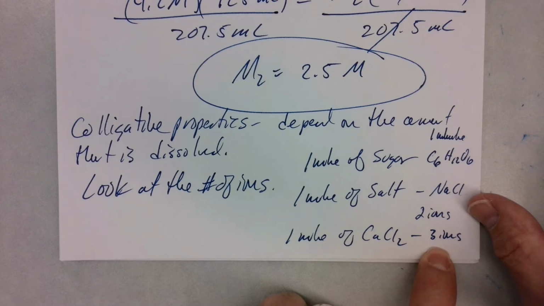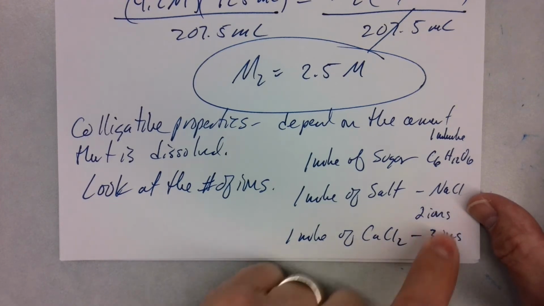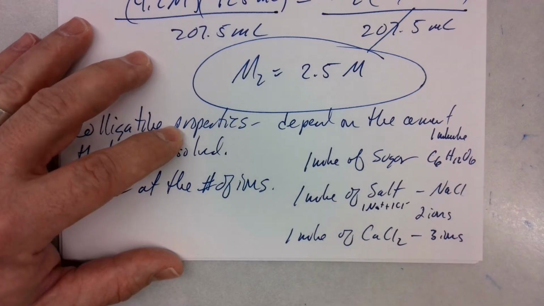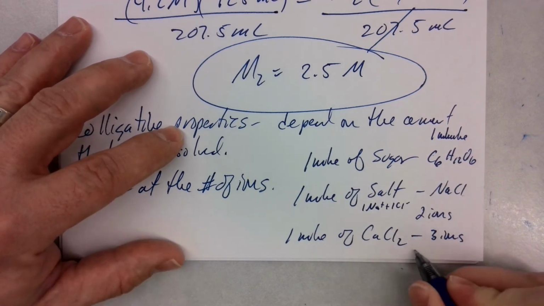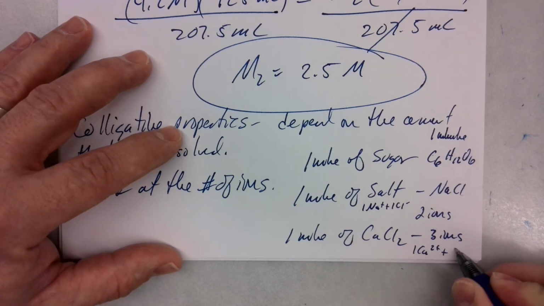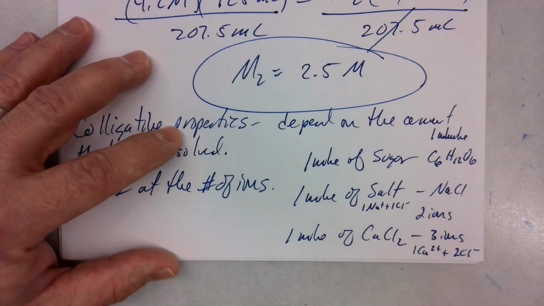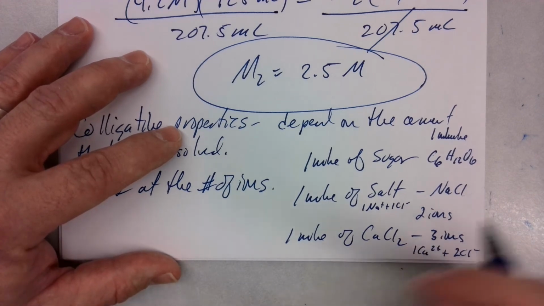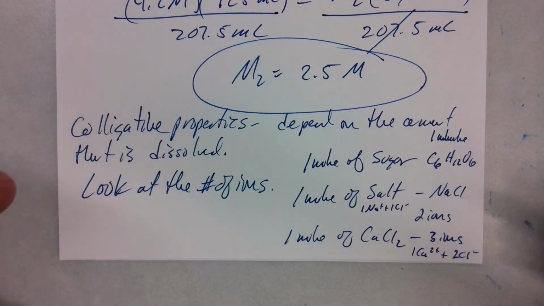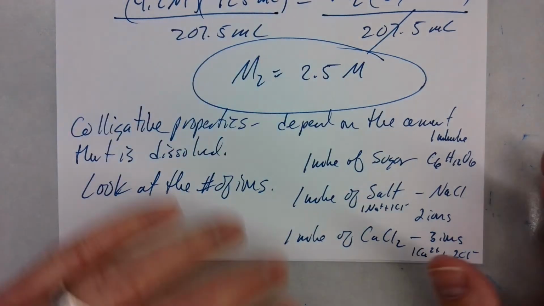How are you finding the ions again? I simply break this up. NaCl gives me 1 Na positive plus 1 Cl negative. CaCl2 is going to give me 1 Ca2 positive plus what? 2 Cl negatives. It doesn't give me a Cl2. You see what I'm saying? So when it talks about colligative properties, just look at the number of ions. And that's going to tell you how to answer that question.